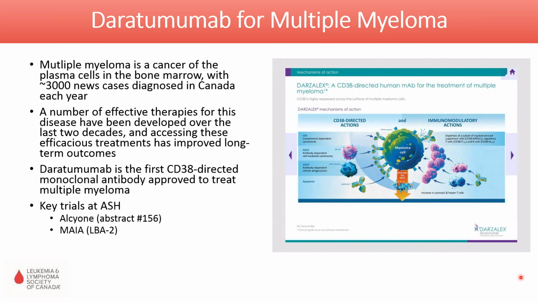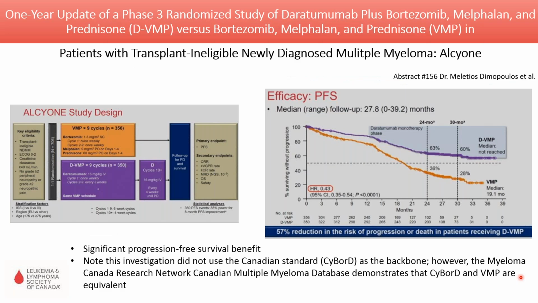Daratumumab is another antibody, a monoclonal antibody. This time it's anti-CD38, and it's approved to treat multiple myeloma. And there were a lot of trials at ASH talking about this new antibody. So the first study is just showing an update of combining the daratumumab with VMP, which is a standard regimen for newly diagnosed multiple myeloma.